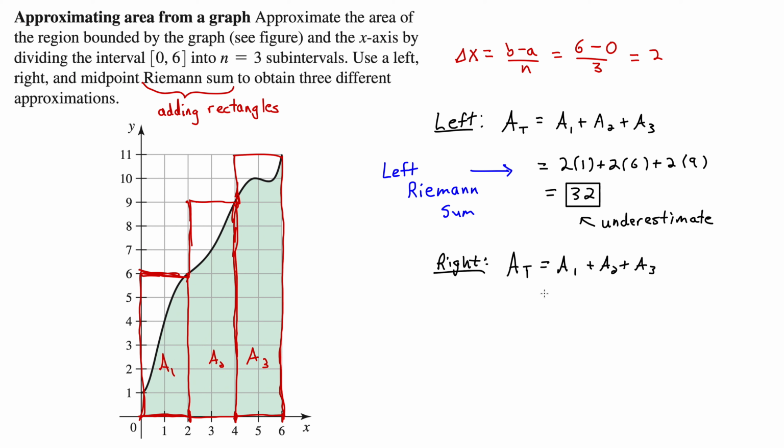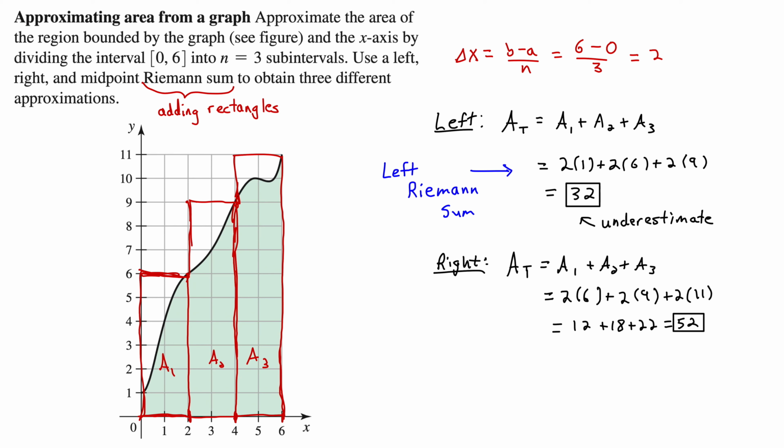Okay, go back to our old school geometry here. Base times height. The base is 2 times a height, in this case of 6, for A1, plus A2, the base is still 2, and now the height is 9, plus A3, the base is still 2, but now the height is 11. Okay, so 12 plus 18 plus 22 equals 52.